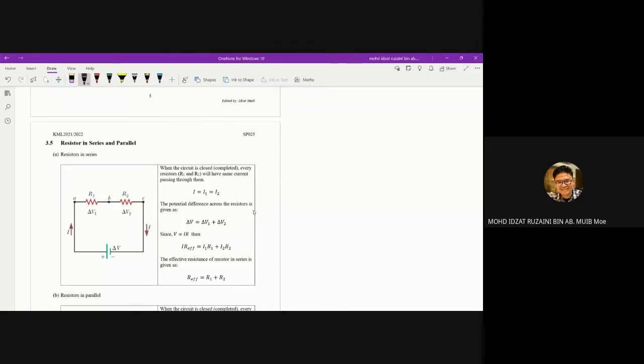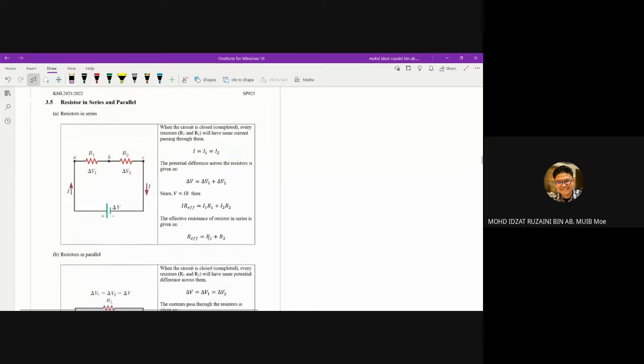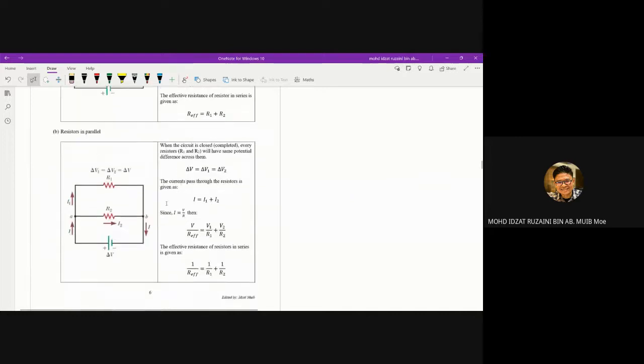Kalau kamu ganti, at the end you get the equation of R effective equal to R1 plus R2. Ini untuk resistor in series. Whereas untuk resistor in parallel, kamu terbalik sedikit. Yang tambah ialah current. So current in the circuit is equal to I1 plus I2.